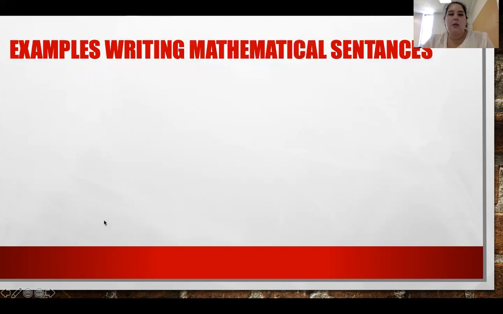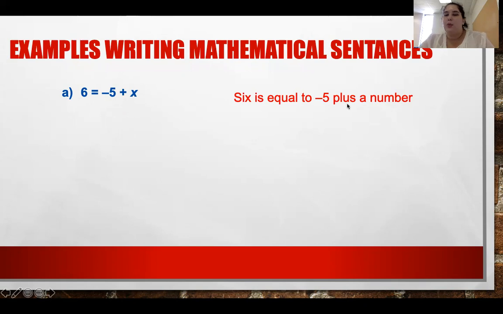All right, so here we have writing sentences from expressions, so we're going the opposite route, so that you do understand what we're actually asking for. So here we have 6 equals negative 5 plus x. This is saying 6 is equal to negative 5 plus a number. We don't know what that number is, it's just a number.